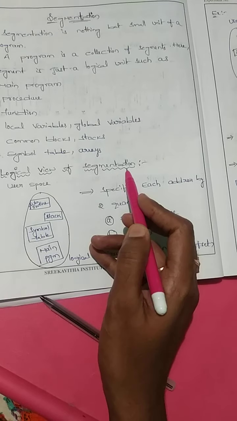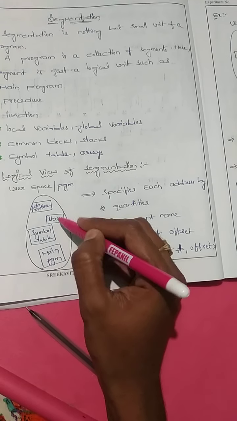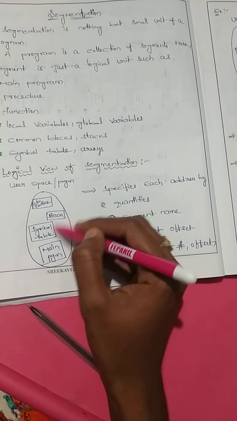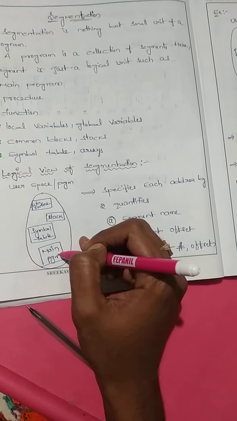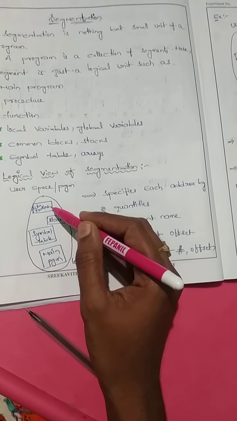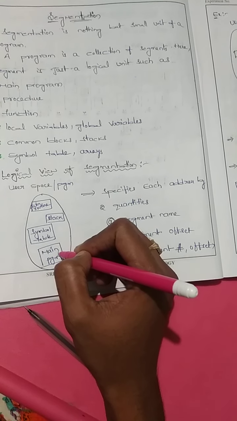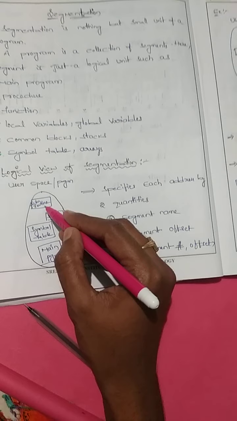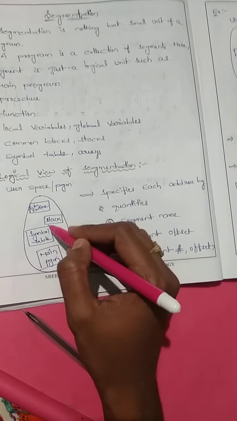So now in the logical view of segmentation, we have the user space, nothing but your user program. Whatever the user has written is the user space. In this user space we have a number of segments; in total 4 segments: the subroutine, stack, symbol table and main program. Symbol table means whatever symbols we are using in the program. The main program, the subroutines, and the stack we use in the program are all called segments.